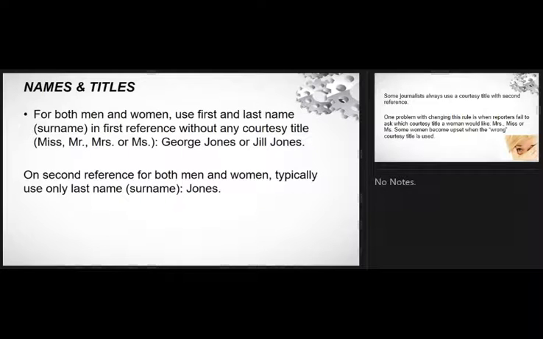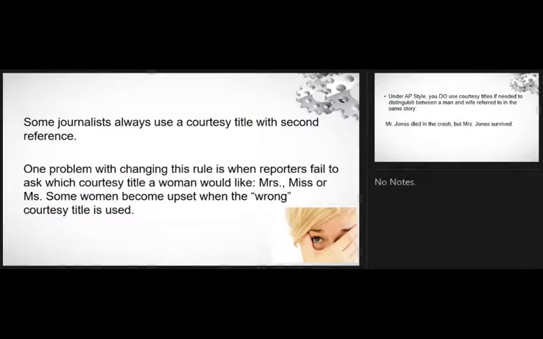Here's another thing, names and titles. For both men and women, use first and last name, I mean the surname, in first reference without any courtesy title, like George Jonas or Jean Jonas. For a second reference for both men and women, typically use only the last name, Jonas. Because if you don't use that, people don't know whether they are Mr. or Mrs. or Miss. If you say it wrongly, they will become upset. You know what I mean.